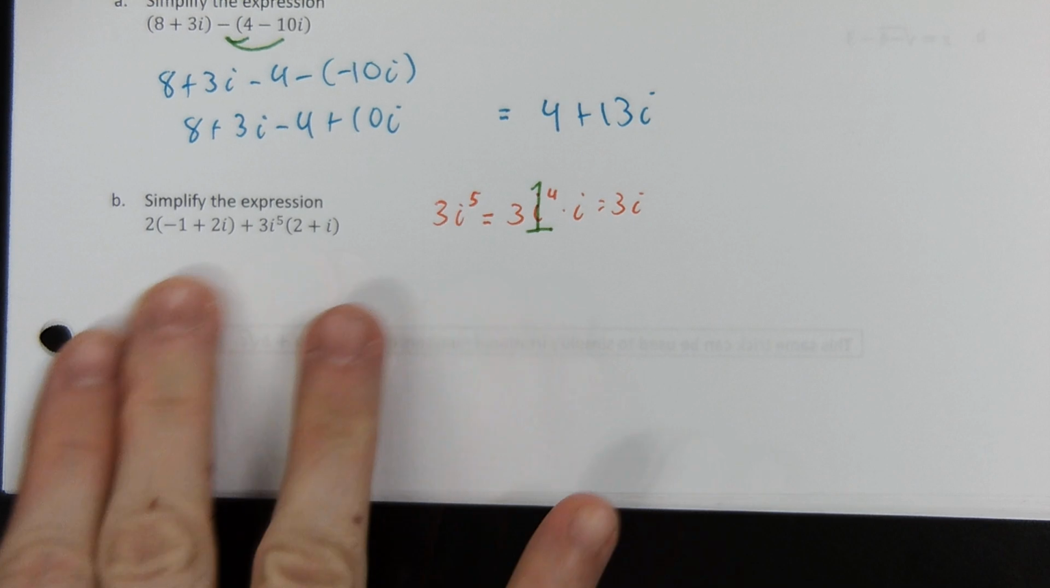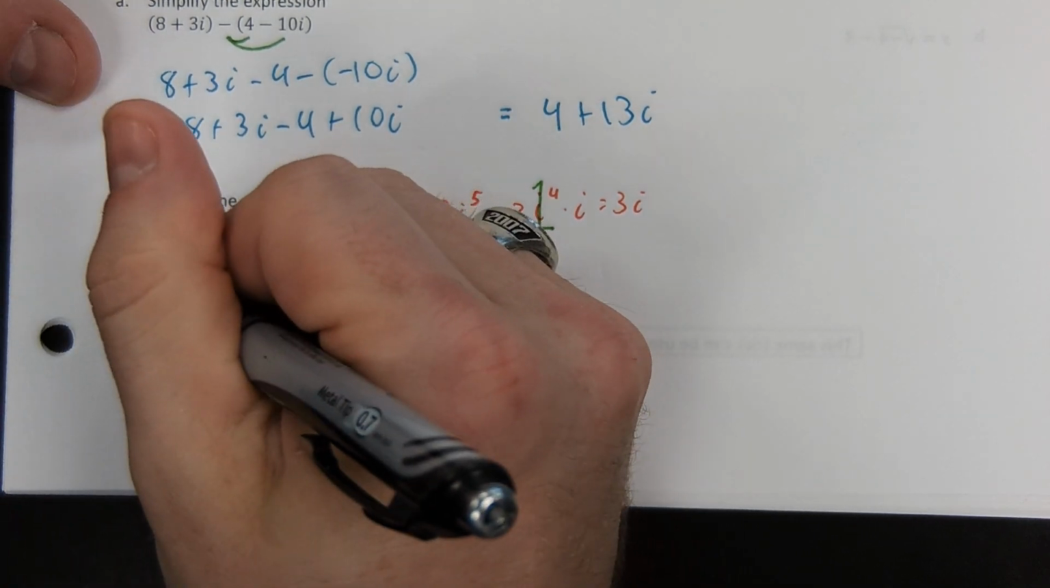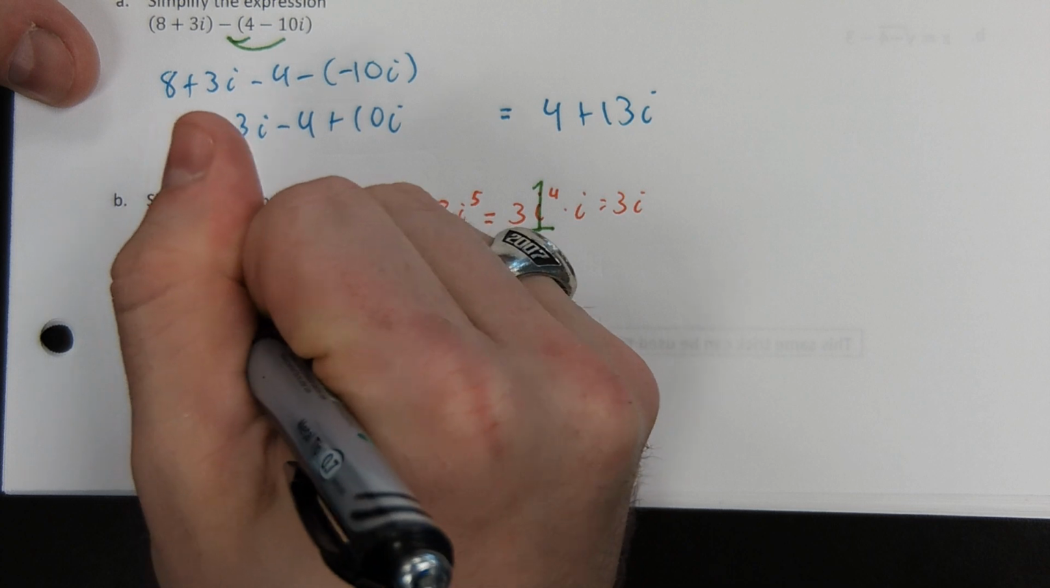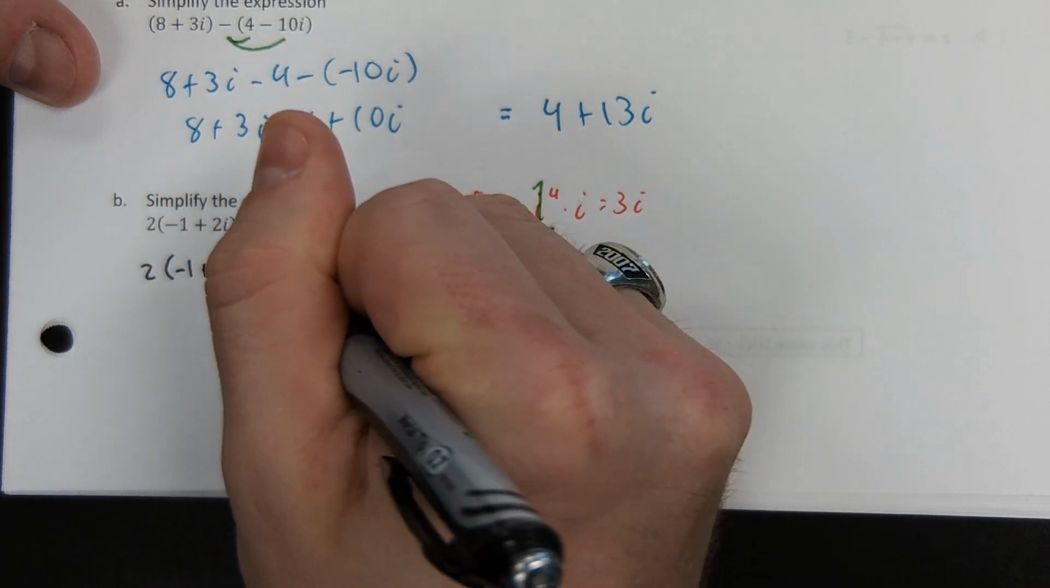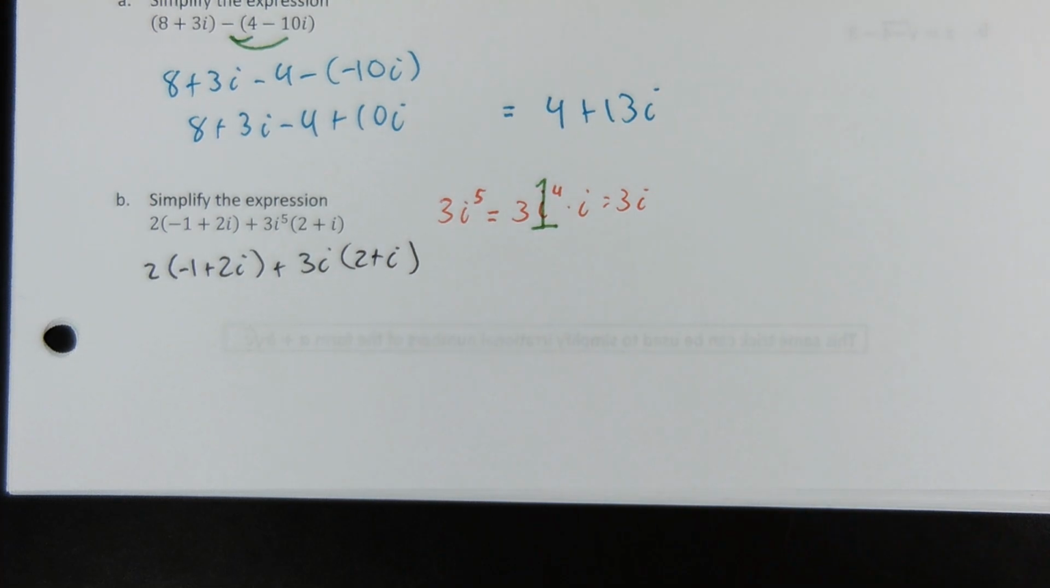I'm going to rewrite this in black, but instead of saying 3i to the 5th, I'm just going to say 3i. Now you just distribute, combine like terms, and reduce powers of i if they happen again.